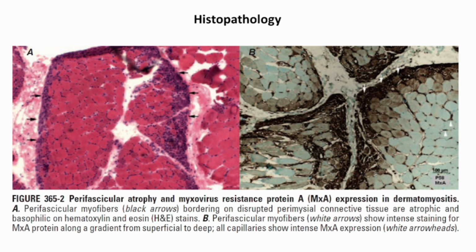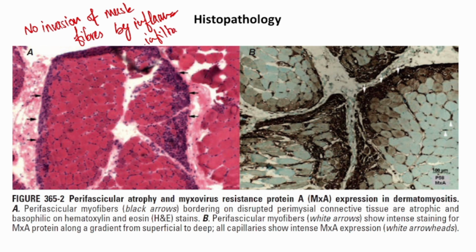In histopathology, what we will find is that there is no invasion of muscle fibers as such by inflammatory infiltrates. What are inflammatory infiltrates? They are basically dendritic cells, macrophages, and some lymphocytes also. Very typical of this is, let me mark up in here.